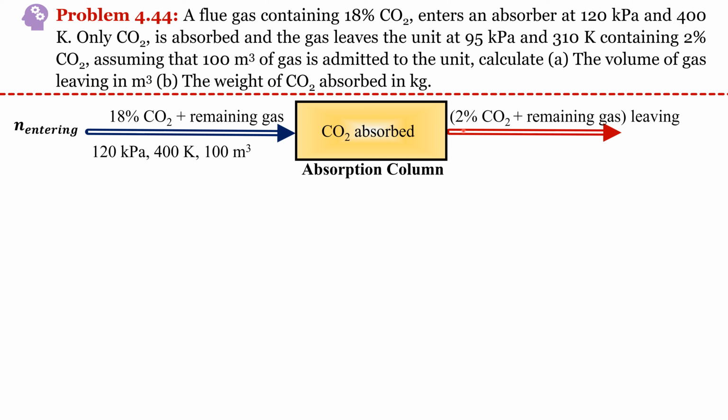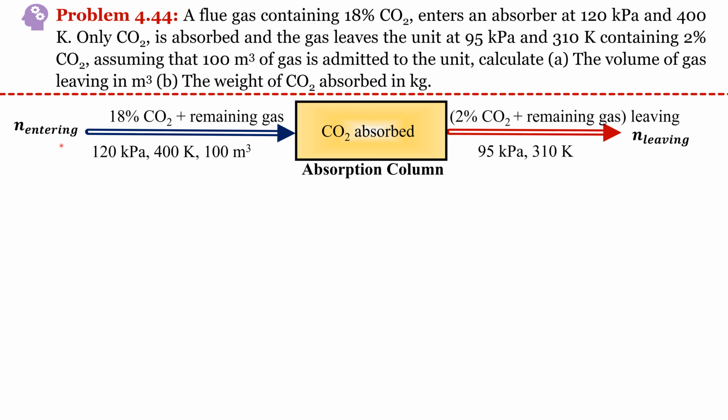Now at exit it is given that leaving gas contains 2% CO2, so remaining 98% will be inerts, or we can call it remaining gas. And this gas is leaving at 95 kilopascal and 310 Kelvin. And we are assuming the total moles of gas leaving equal to N leaving. Now here for entrance it is given that pressure, temperature and volume.